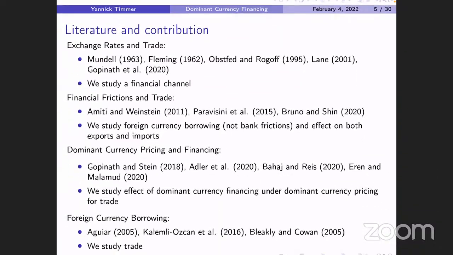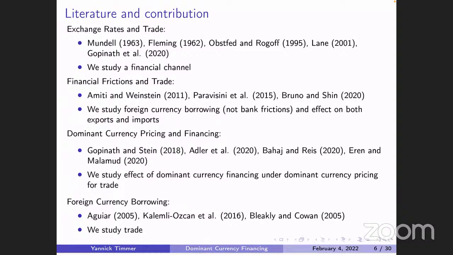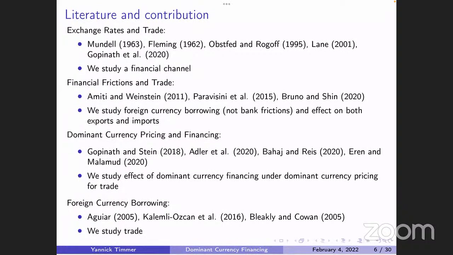Let me continue with a short review of the literature and how we contribute to it. Our paper contributes to various types of literature. First of all, how exchange rates have an effect on trade. But here we really do not study the expenditure switching mechanism, but instead we study a financial channel through which exchange rates have an effect on trade, both exports and imports.